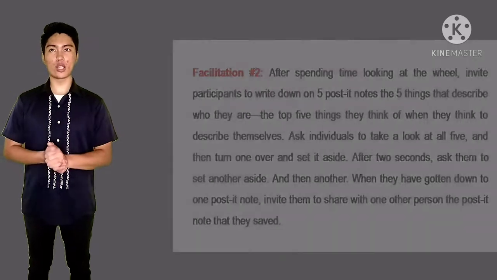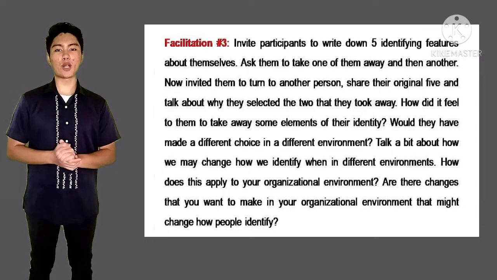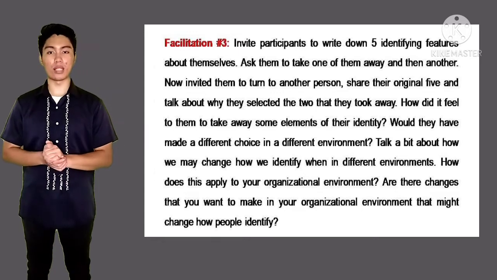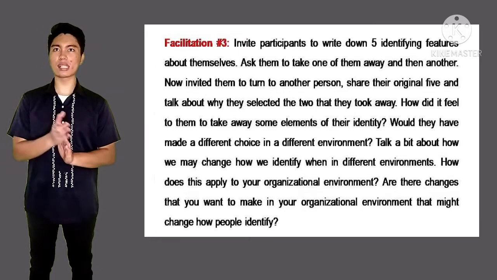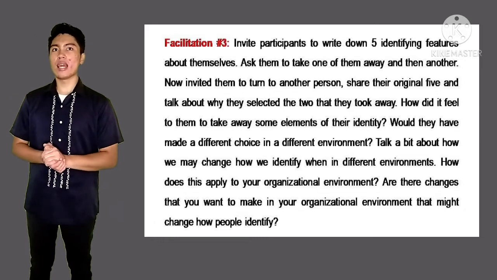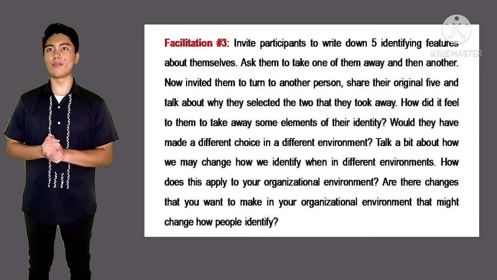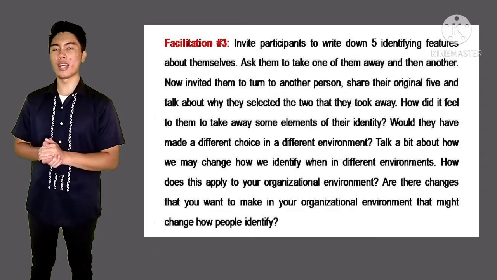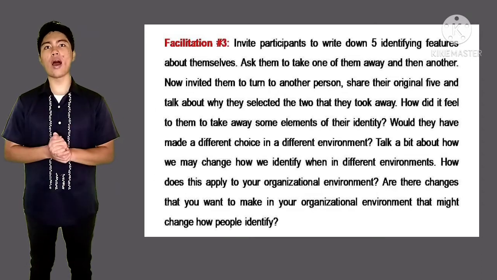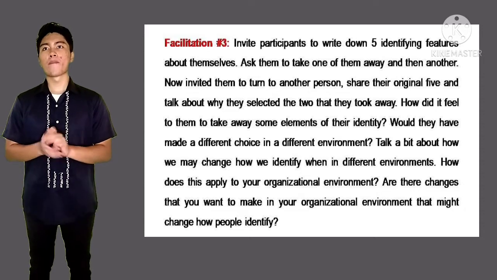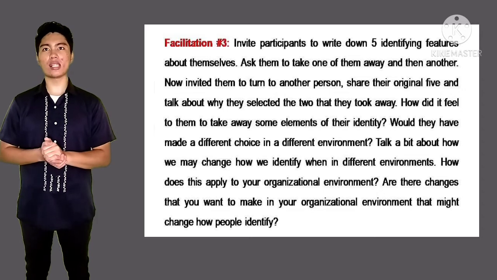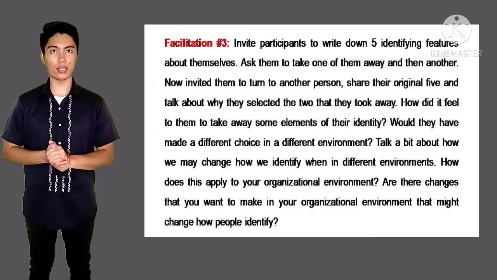Facilitation number 3: invite participants to write down 5 identifying features about themselves. Ask them to take 1 of them away and then another. Now, invite them to turn to another person, share their original 5, and talk about why they selected the 2 identities they kept. Would they have made a different choice in a different environment?